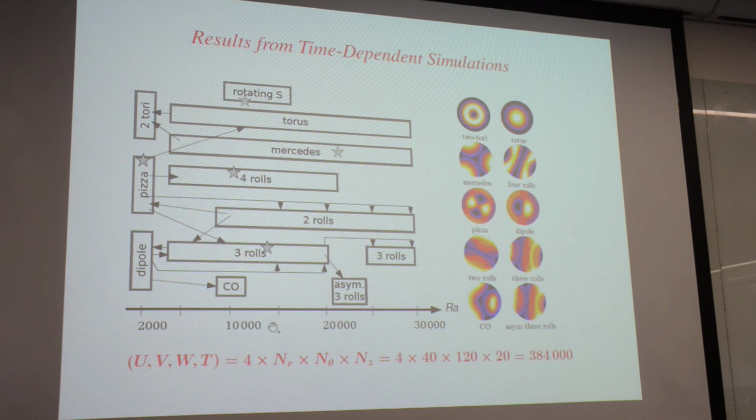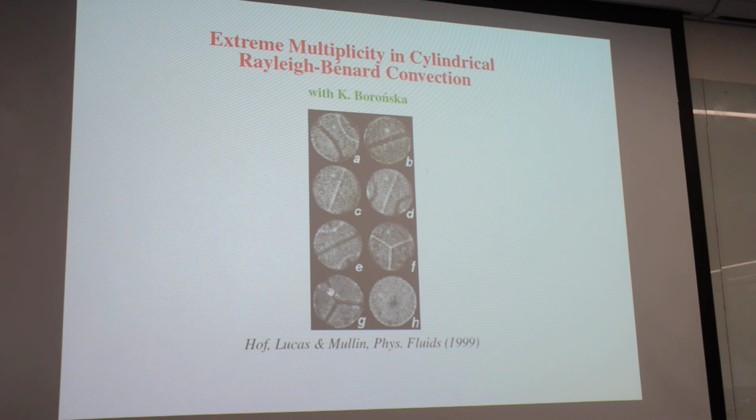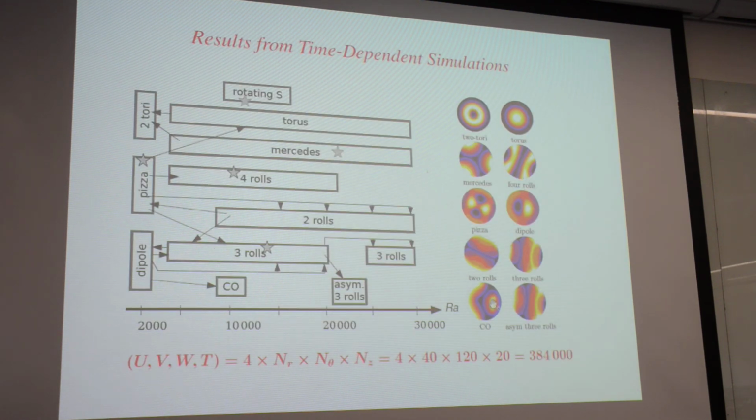So you see that for a fixed Rayleigh number, you can have many different solutions just like that. They called that one Mercedes. You can see why. So we called it Mercedes also, and then we followed that and gave other imaginative names like pizza, like CO, a little less imaginative. Were you hungry, or were they hungry when they met?